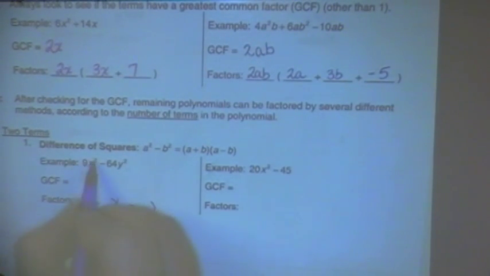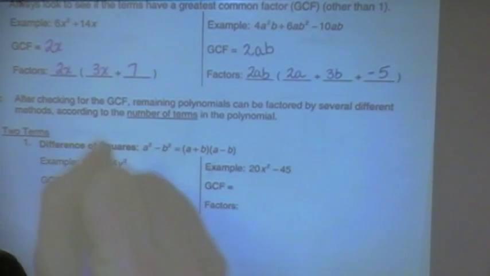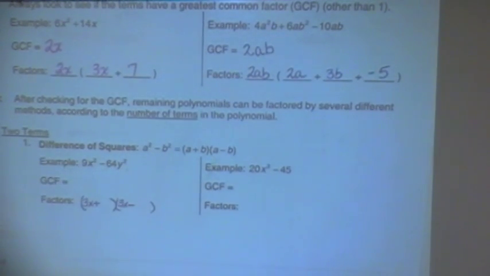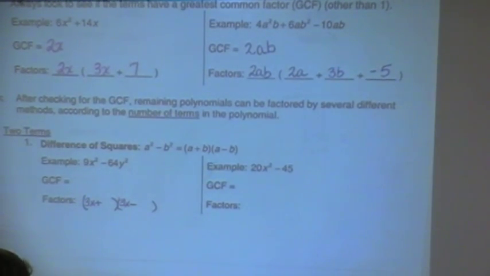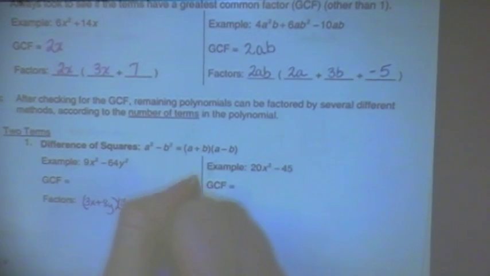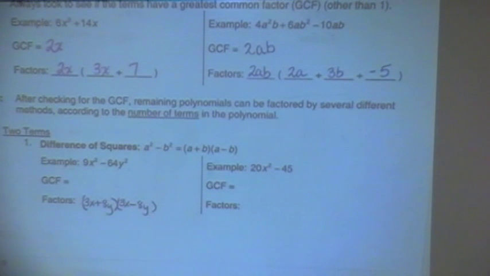Take the square root of the first term. What would the square root of 9x squared be? 3x, and that goes in the first blank of each parentheses. Then you take the square root of the last term, 64y squared, which is just 8y, and you put it in the last blank. That's it.